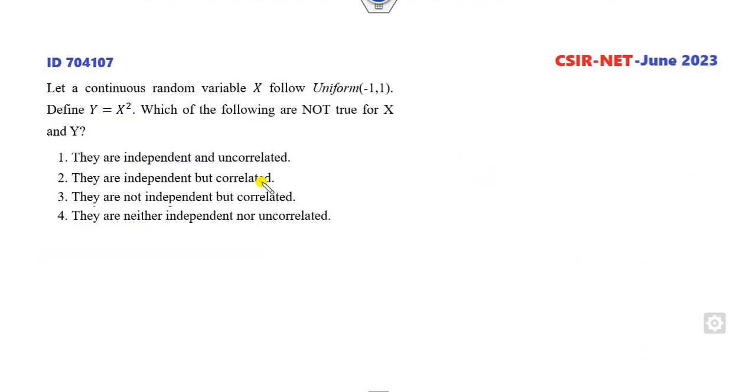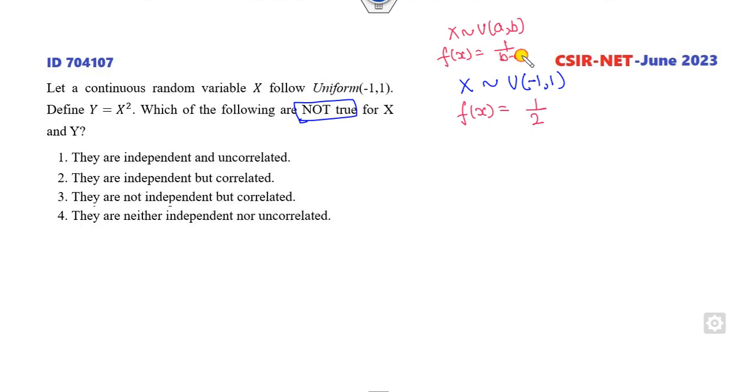Look at another one. Function x follows uniform distribution over -1 to 1. Which of the following are not true? What is the PDF of this? 1 over 2, because you all know when it's a uniform distribution from A to B, the PDF is 1 over B minus A.